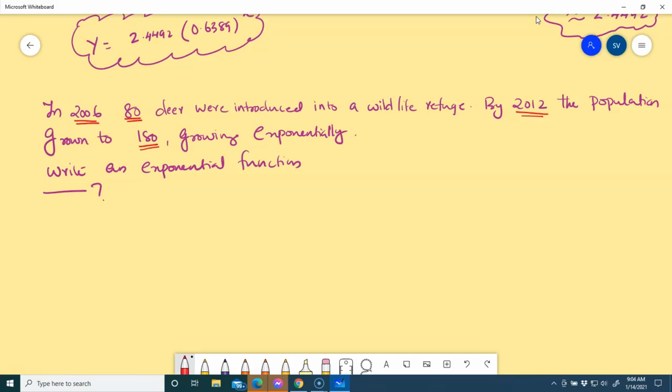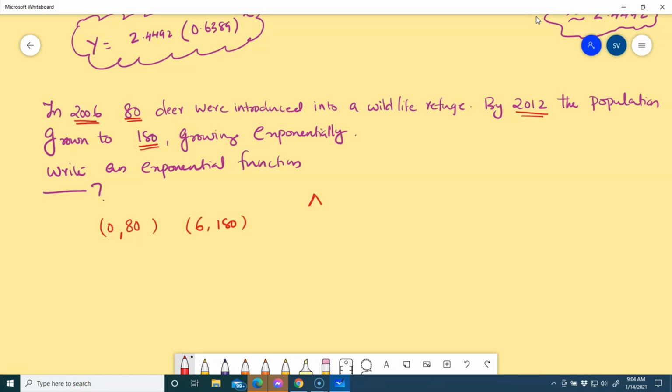So what is the number of deer in the very first year? That is 80. First year means the starting year, so consider it 0. The starting year is 2006. After 6 years, it is 2012. So after 6 years, what will be the number? 180. Now we have 2 points. Now we know how to do this. So we can model this.